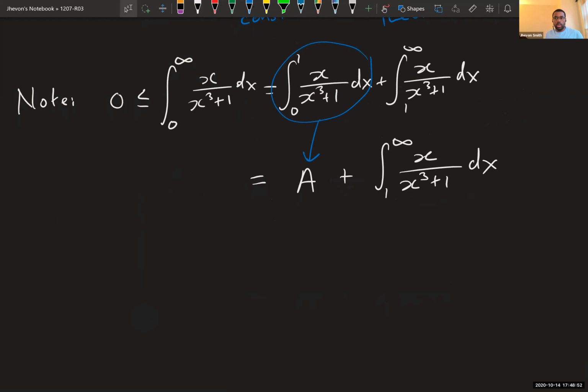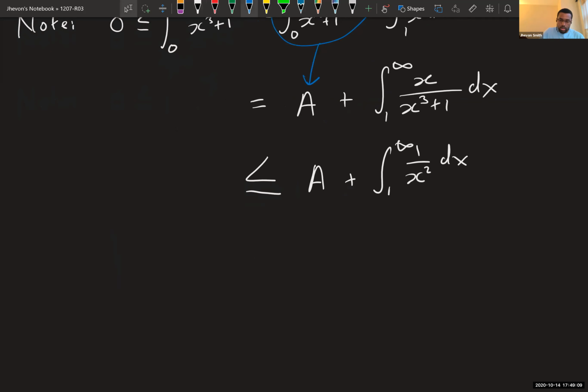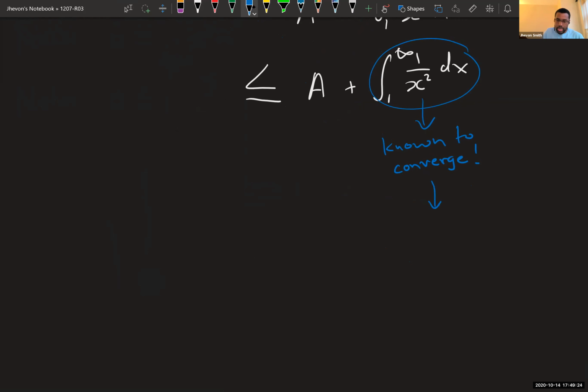And now what I can do is what we were doing before. This is going to be less than or equal to a plus, adding this guy instead, because the 1 over x squared, the integral from 1 to infinity is going to be that. And this is known to converge. So let's say that converges to b. You don't have to go in and write a plus b here, but overall it converges.